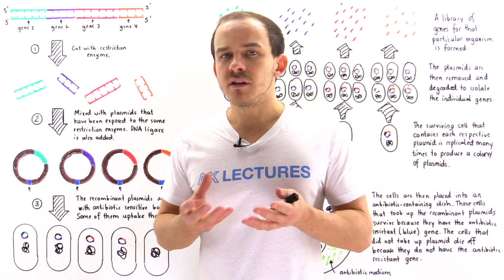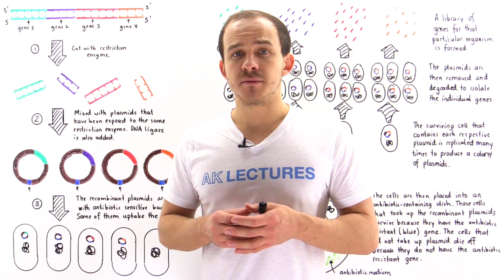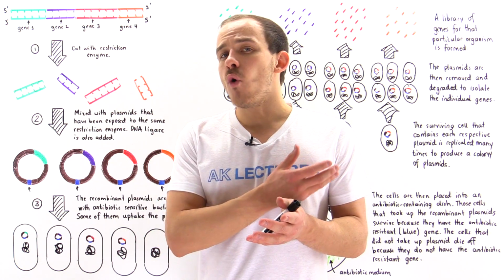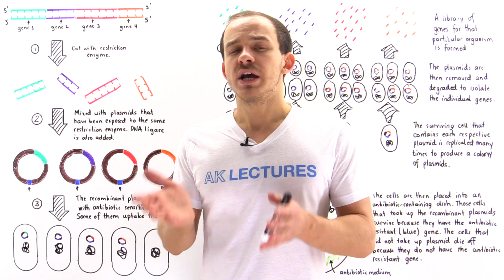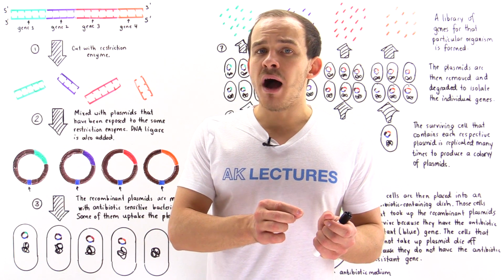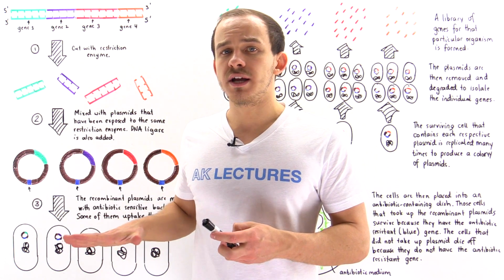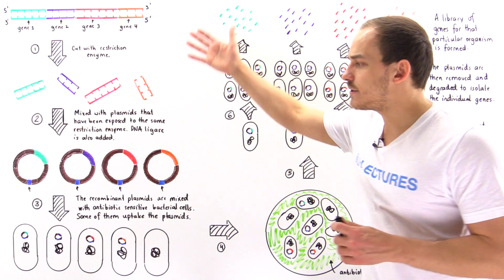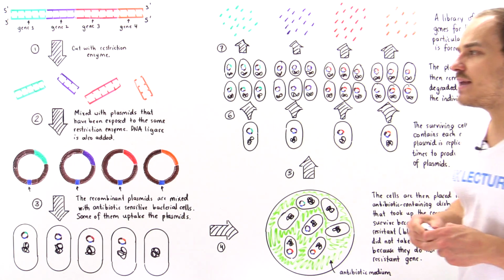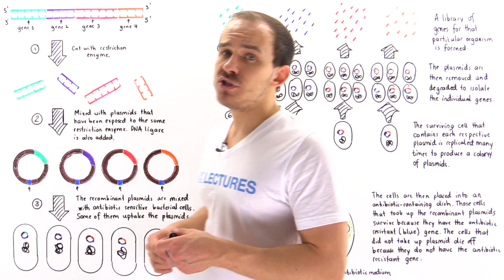Well, a genetic library for some given organism is basically a collection of all the different types of genes that are found on the DNA molecule for that particular organism. So let's take a look at the following 7 steps that basically describe how to build a genetic library.